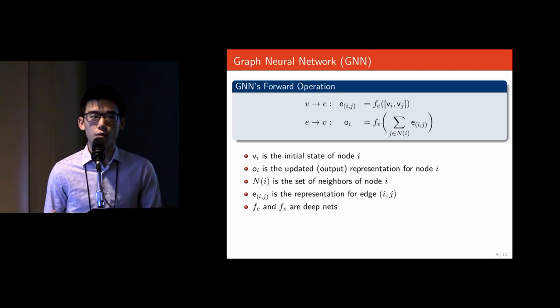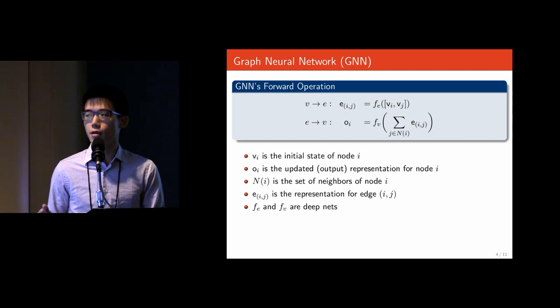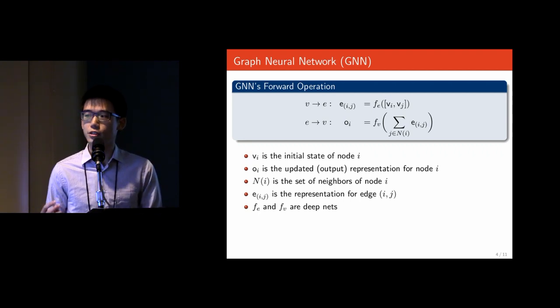At a high level, a graph neural network starts with a feature vector vi for each of the nodes. It then computes a feature vector eij for each of the edges based on the nodes. Afterwards, it sends these edge feature vectors as messages to the nodes to compute the final output vector, oi. The message passing operation can be characterized by its edge to node and node to edge operations as illustrated here.